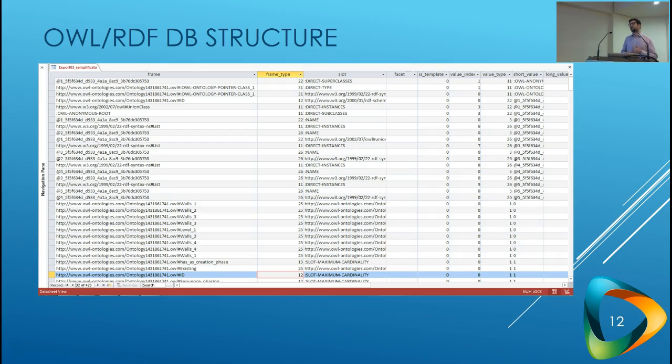And if we look at the transposition of the semantic network to a database, you can see that it's actually a single table, where the distinction between classes, instances, and so on is mainly related to the syntax of the formalization.